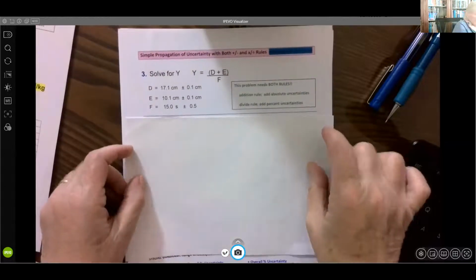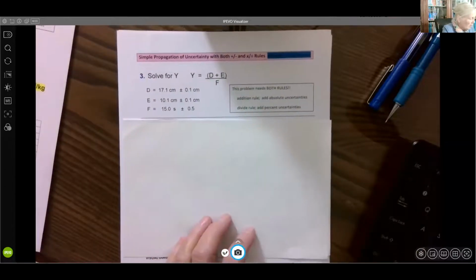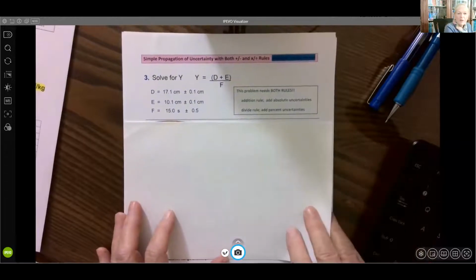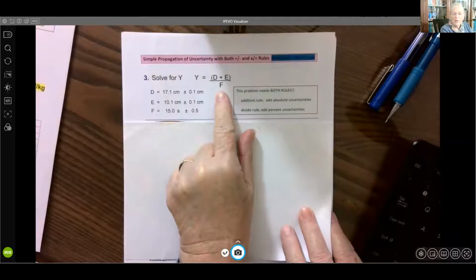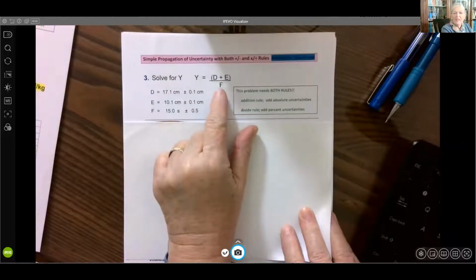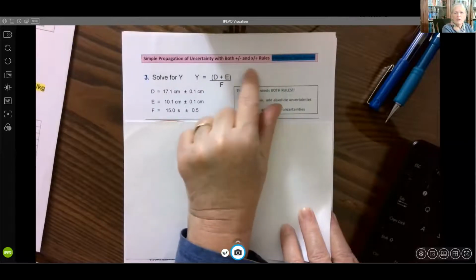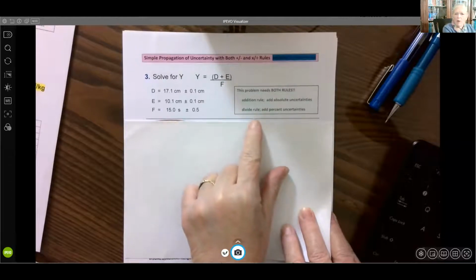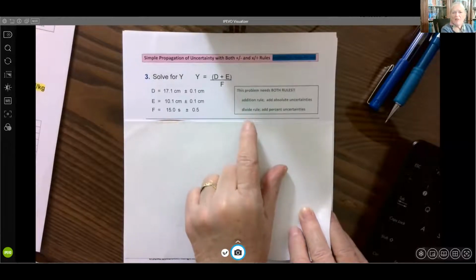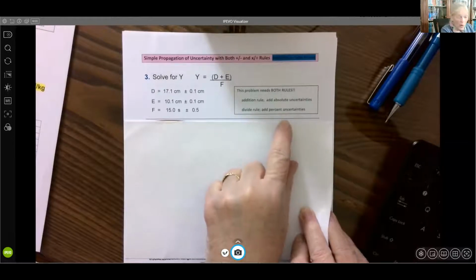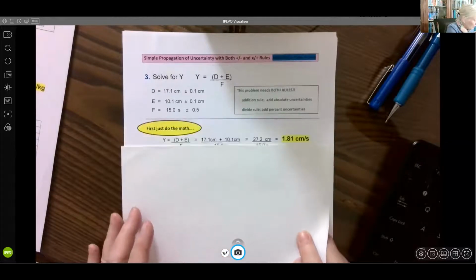It will save me a little time and not make a 25-minute video if I work from this sheet. So my mathematical manipulation of my data requires me to both add and divide. That means this is a problem using both rules, the addition rule and the divide rule. Make sure you're comfortable with knowing what those rules are.